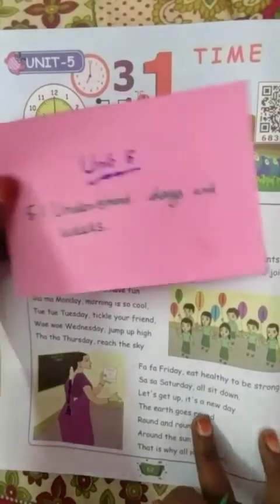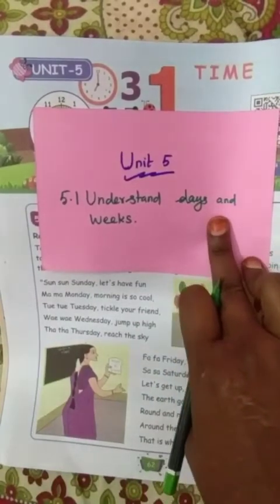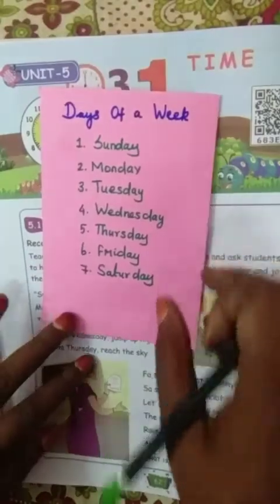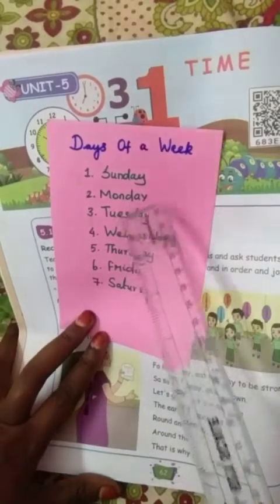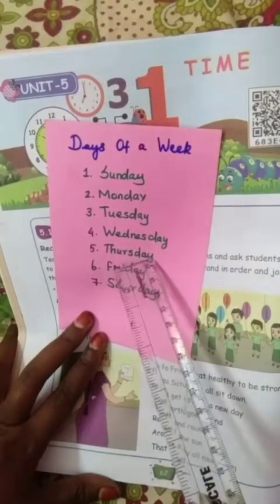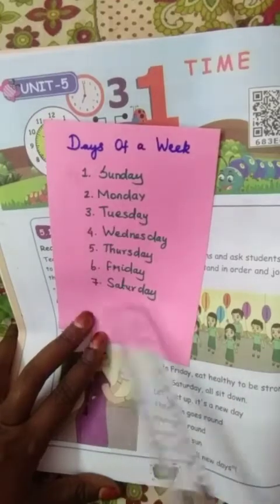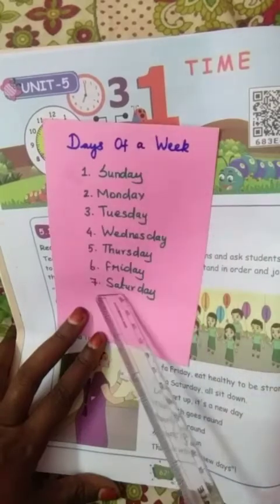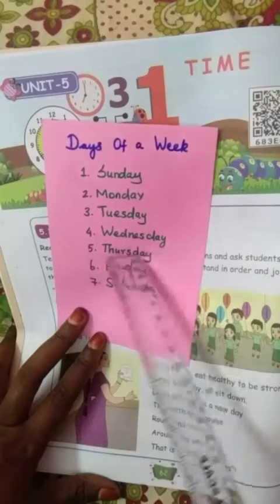Unit 5.1. So what is the fifth unit? Understand days and weeks. Okay kids. Do you know the days of a week? Sunday, Monday, Tuesday, Wednesday, Thursday, Friday, Saturday. So these are the 7 days in a week. What's the first day? Sunday. It starts from Sunday and finishes with Saturday. Okay, 1, 2, 3. 7 days are there in a week.